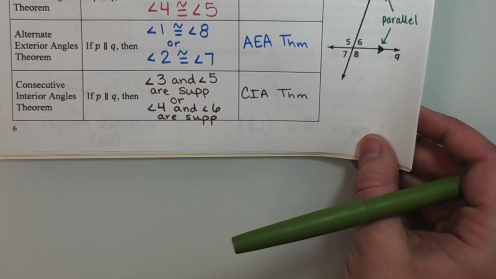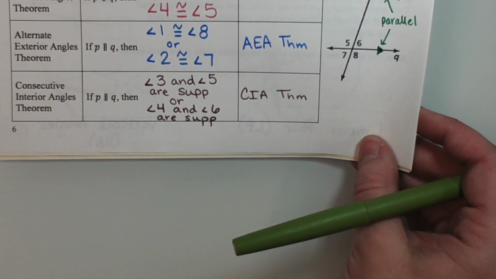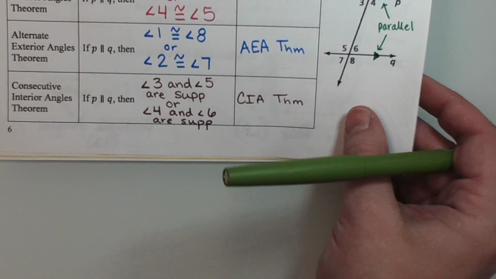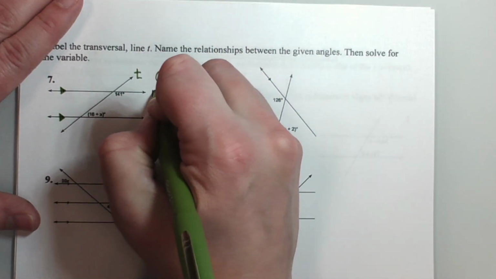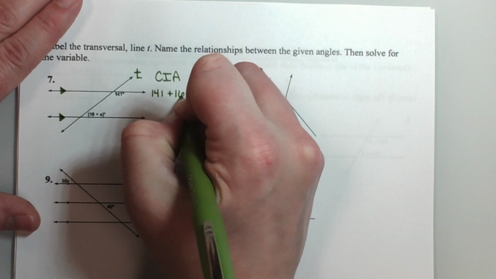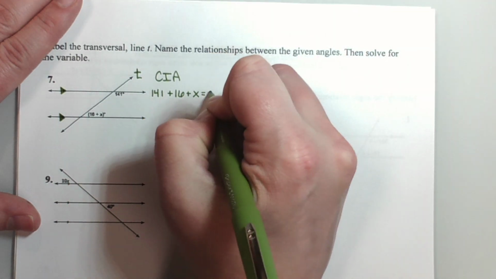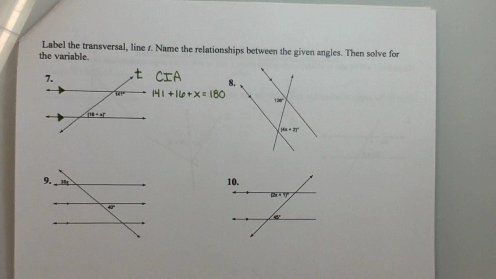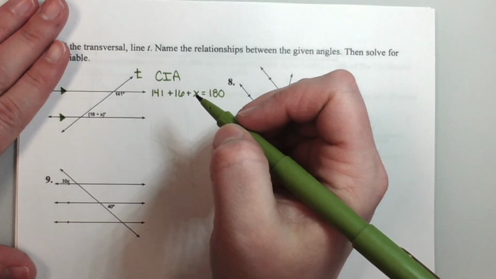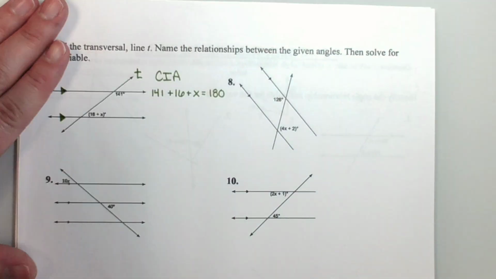CIA is supplementary. What does supplementary mean? They add up to 180. So, the 141 plus the 16 plus the x will add up to be equal to this. If I want to solve an equation like that, what am I going to do first? Combine like terms. If this was a proof, what's combined like terms called? Simplify.